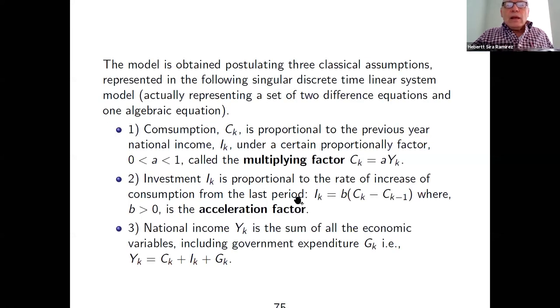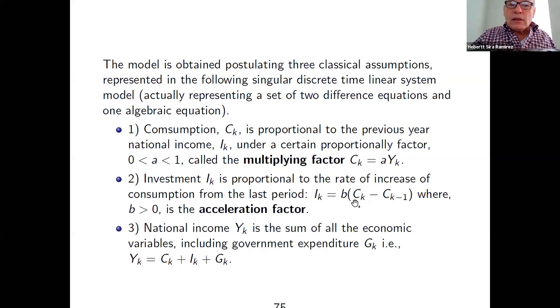And the theory simply says that the consumption is proportional to the national income. So at some point in time, the consumption carried out by the population and the firms is proportional to the national income. And that proportionality factor is called the multiplying factor. It's usually a factor between 0 and 1. And the investment is proportional to the growth.